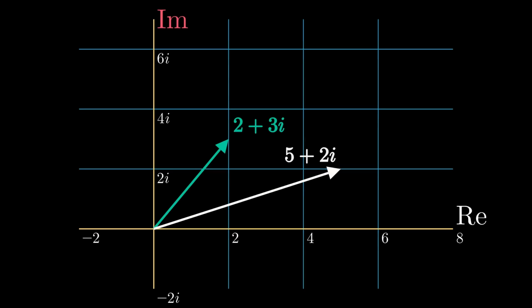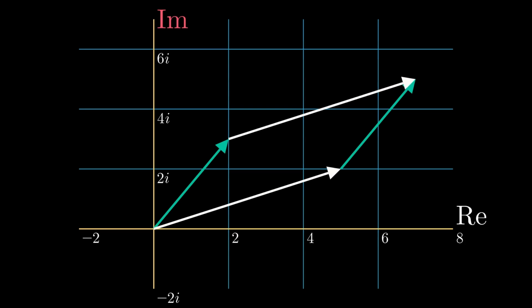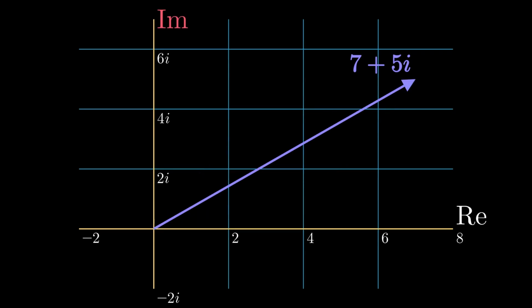Geometrically, we can use the parallelogram rule, where we form a parallelogram with these complex numbers represented as vectors. And we know that the fourth vertex, or the fourth corner of this parallelogram, is equal to the sum of the two complex numbers, which is equal to 7 plus 5i. So adding complex numbers is really adding the real components with the real components and the imaginary components with the imaginary components.